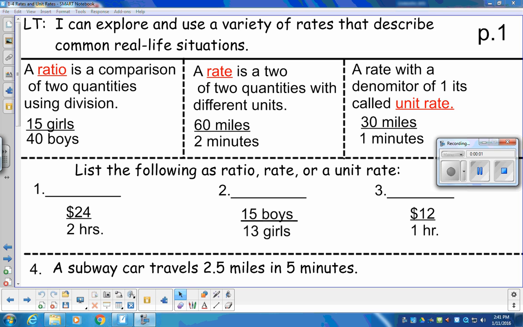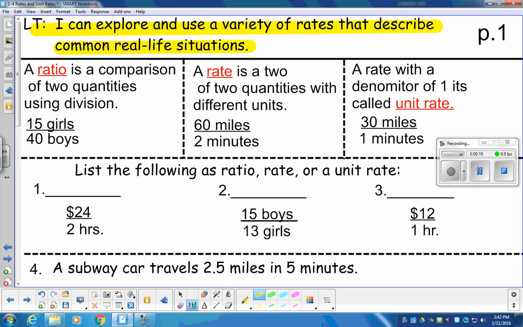7th grade. So our learning target today is, I can explore and use a variety of rates that describe common real-life situations. So here's our learning target today. So we're going to start with some definitions.